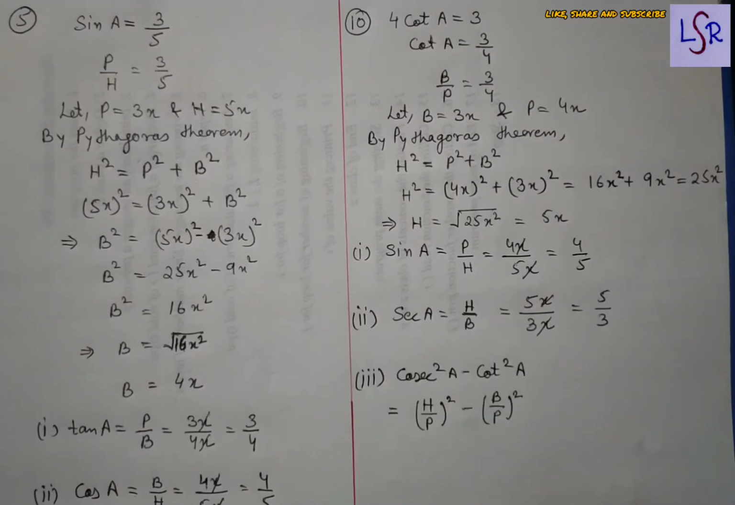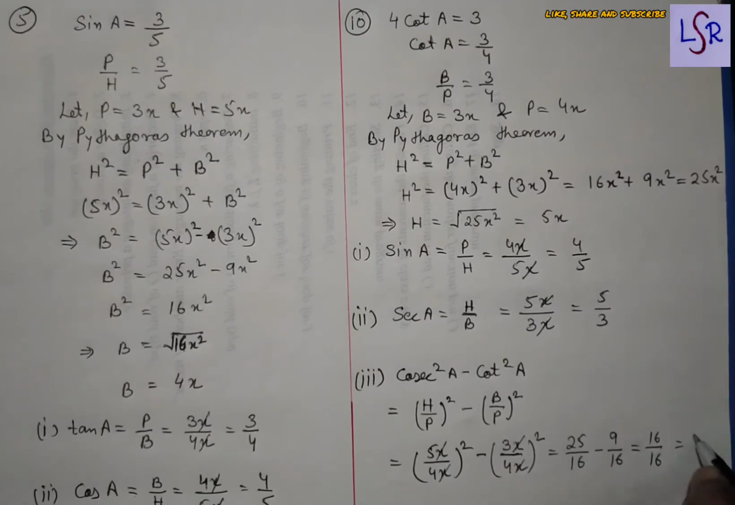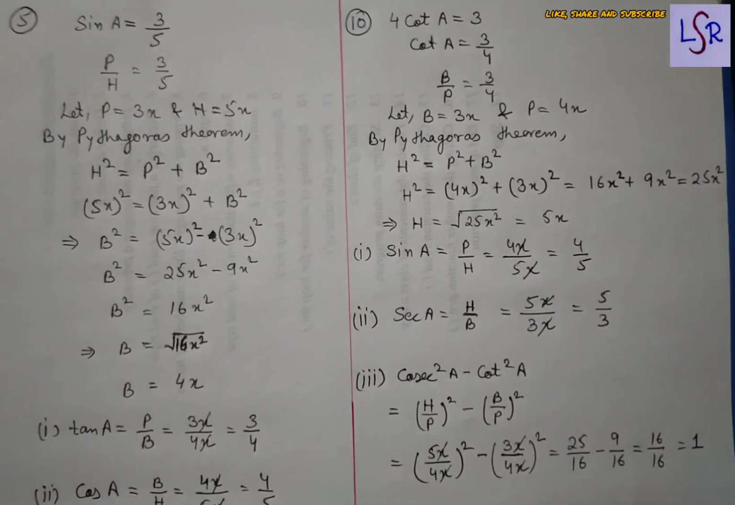Then in the third part we have cosec square A minus cot square A, and after placing the values we've got h upon p to the whole square minus b upon p to the whole square. Then we get this, and on solving we get 25 by 16 minus 9 by 16. As the denominator is the same, they can be subtracted directly and it will become 16 by 16, and that is equal to 1. Now let's see question number 14.